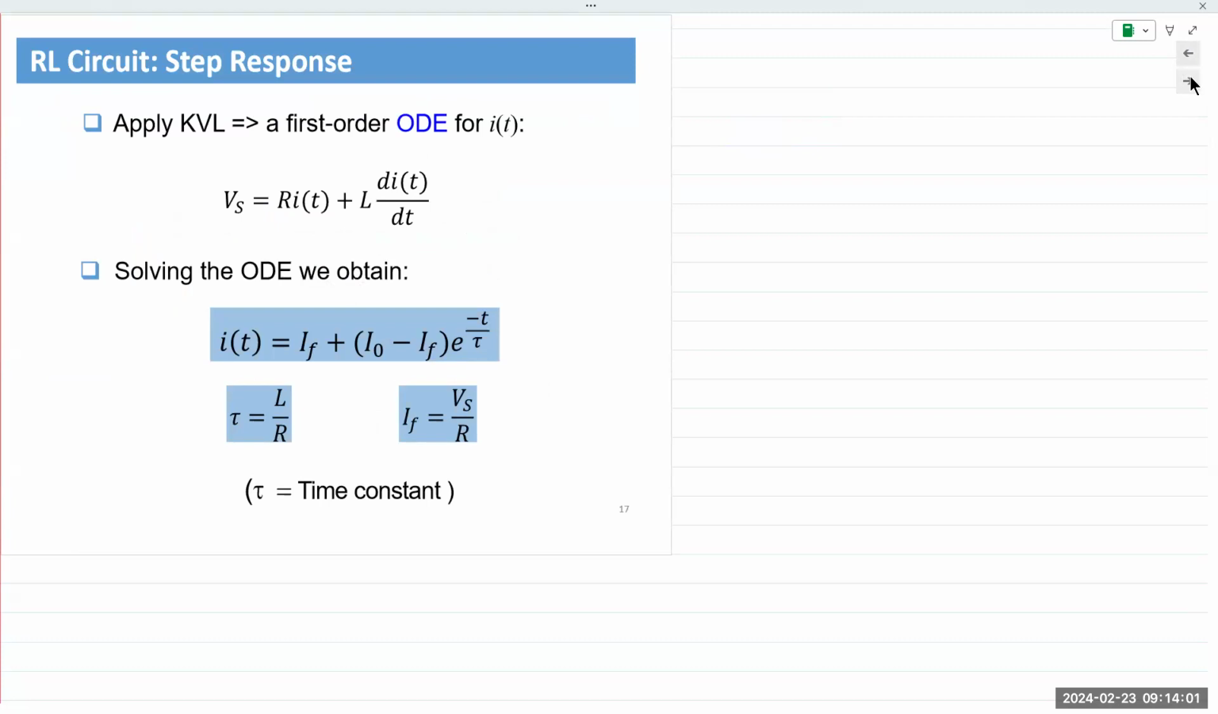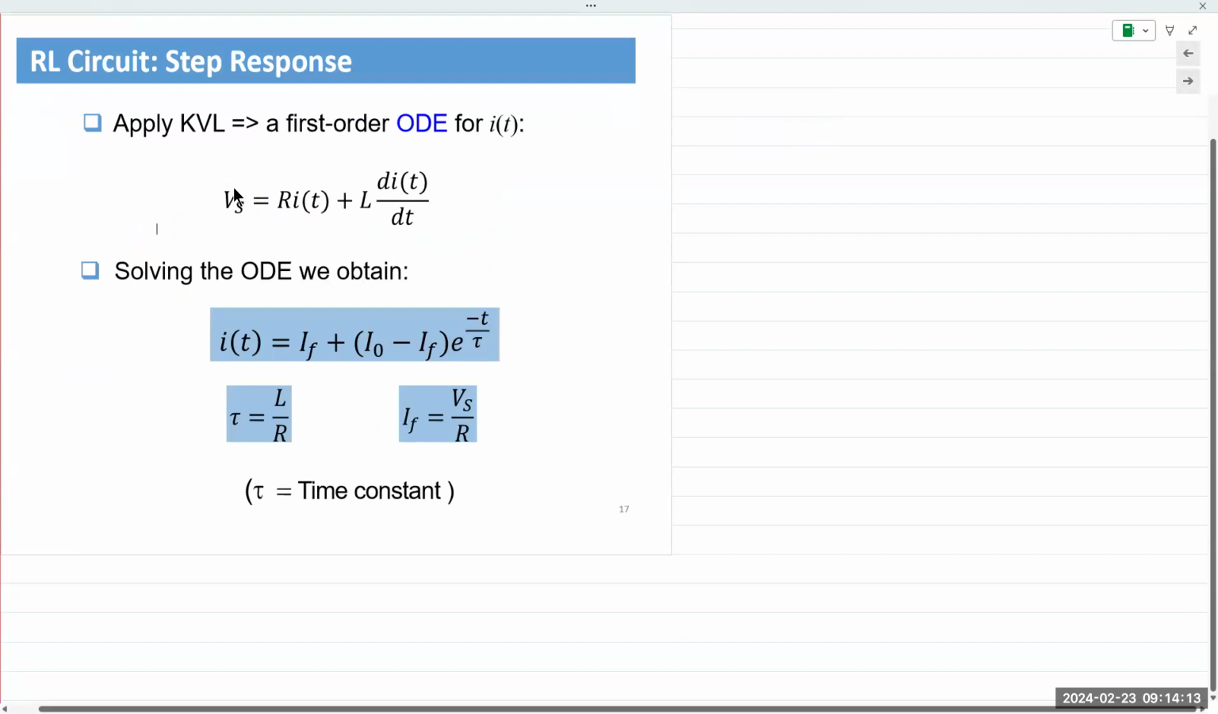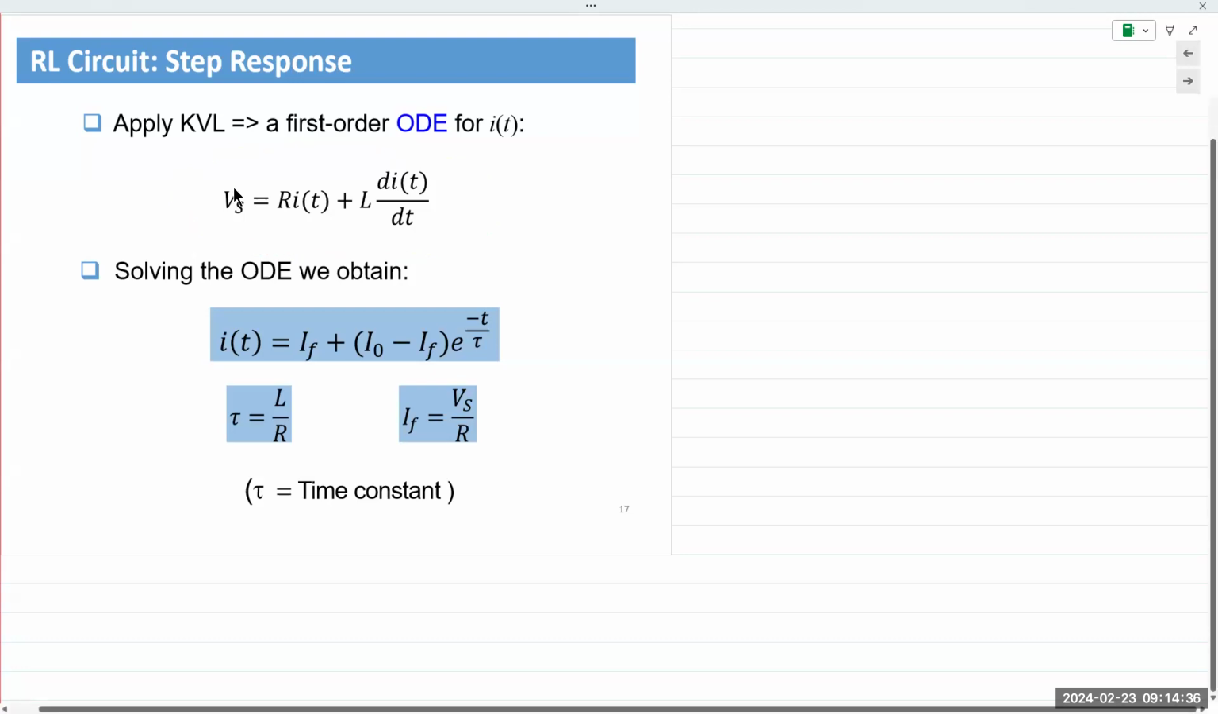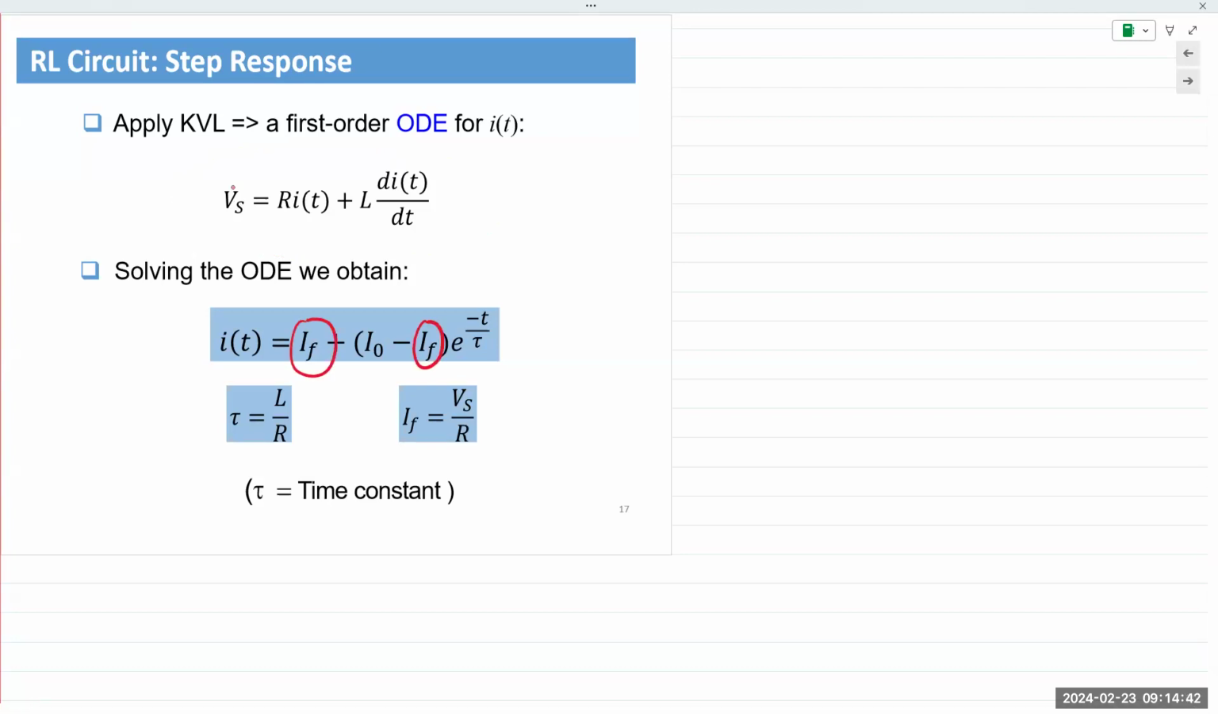So we apply KVL at the top. In the natural response circuit, the left-hand side of the equation was 0. Here, of course, we have a voltage source. So the total energy supplied by the voltage source is absorbed by the resistor and the inductor, right? The voltage drop from that voltage source is across the resistor VR and then across the inductor VL. So when we apply KVL, we obtain 3 terms, not just 2. And so when we derive the solution for this differential equation, we obtain an extra term right here, which is also in terms of the final value.